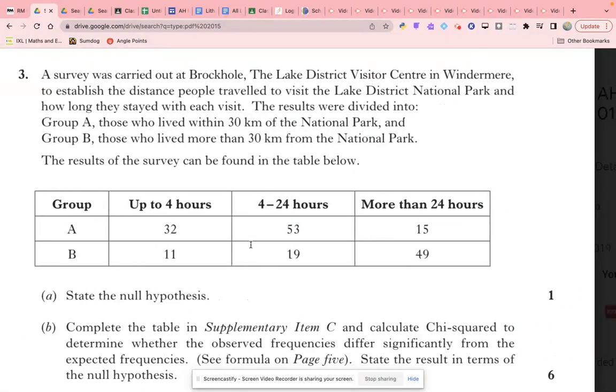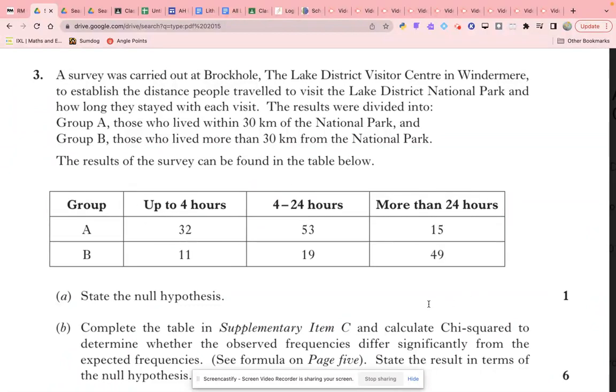Now, in this table, as you would possibly expect, just doing a basic bit of analysis, we can see that the people that live nearer in Group A, those that stay within 30 kilometres, far more of them are only staying up to 4 hours. And that might very well be to do with the fact they live quite close to the national park, and therefore they are just visiting for a short visit. Likewise, those that are coming from a further distance are much more likely to stay more than 24 hours, because they're making a much bigger journey to get there. And that's probably why this survey is being conducted. Does the distance you live influence how long you stay?